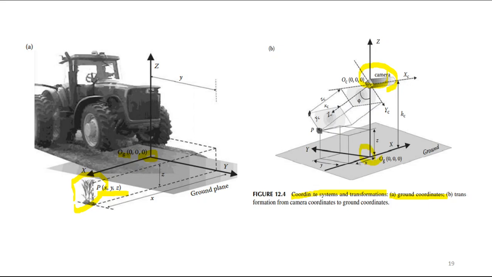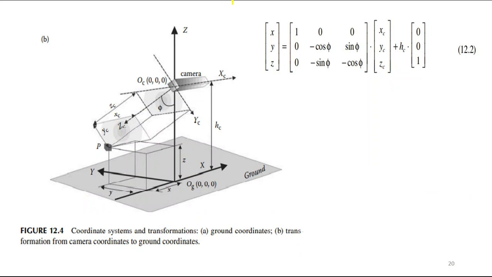You get the information from your crop by your camera, and that is a coordinate based on the camera. But we need to shift from camera coordinate to ground coordinate so that the information is consistent one by one. So the transformation is from camera coordinate to ground coordinate. That is the basic idea, and here is the equation of transformation.